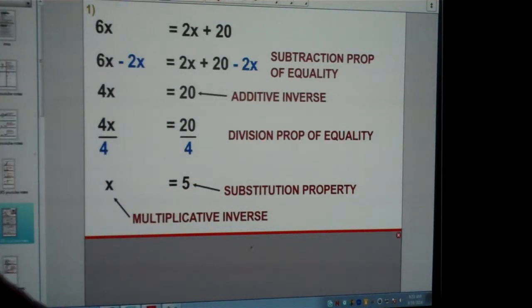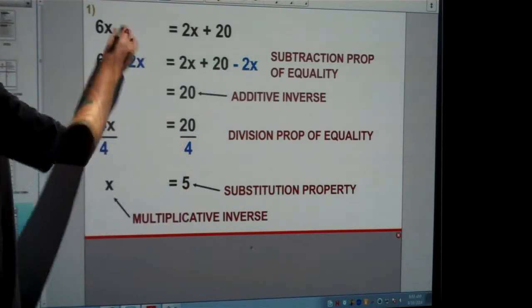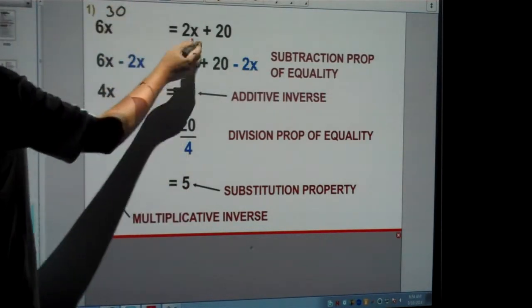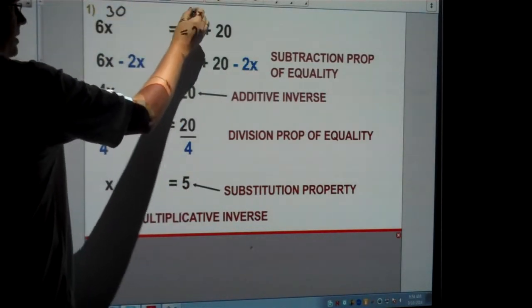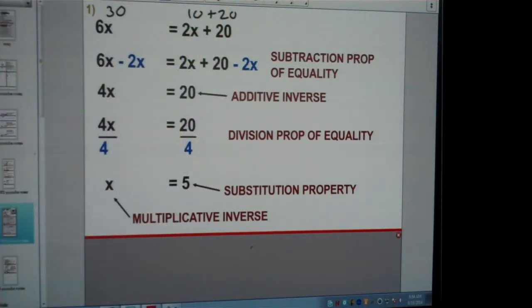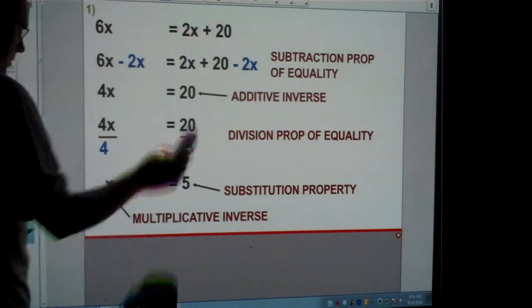If we have time, we can check this back to make sure it works too. x is 5, 6 times 5 is 30, 2 times 5 is 10, plus 20, and 10 plus 20 is indeed 30, so I have the same on both sides of the equation.